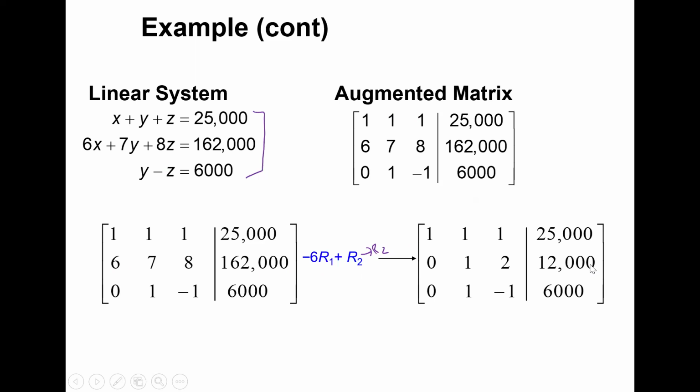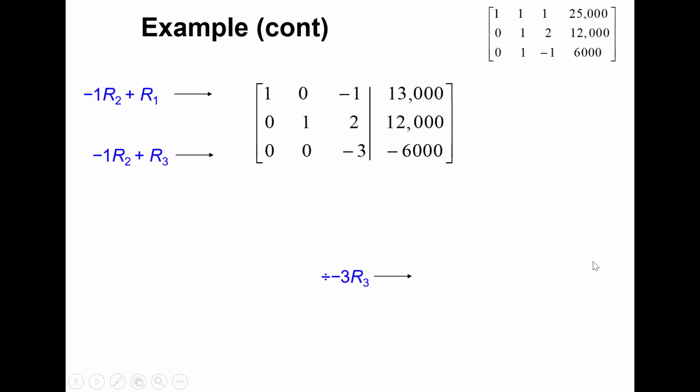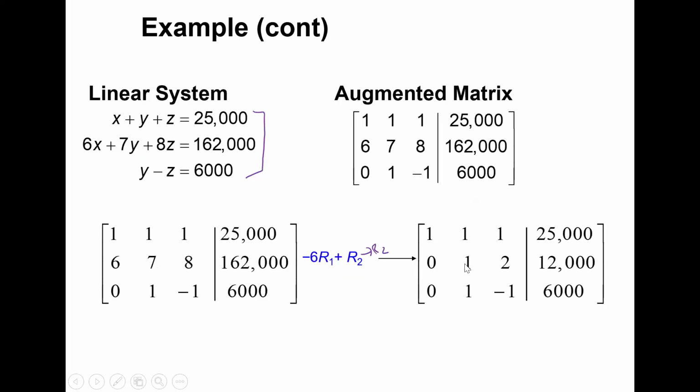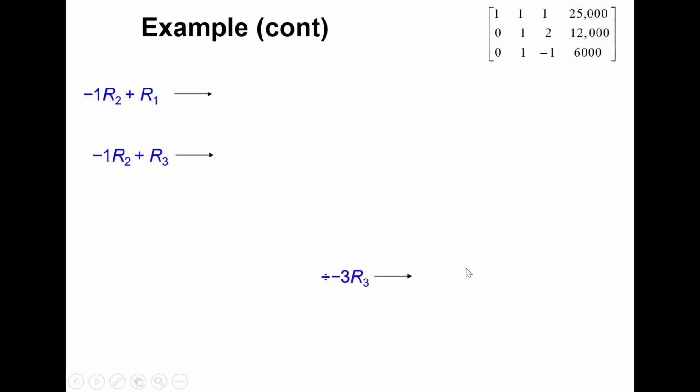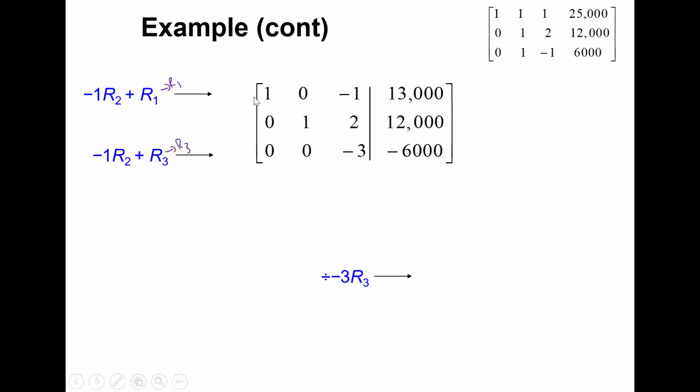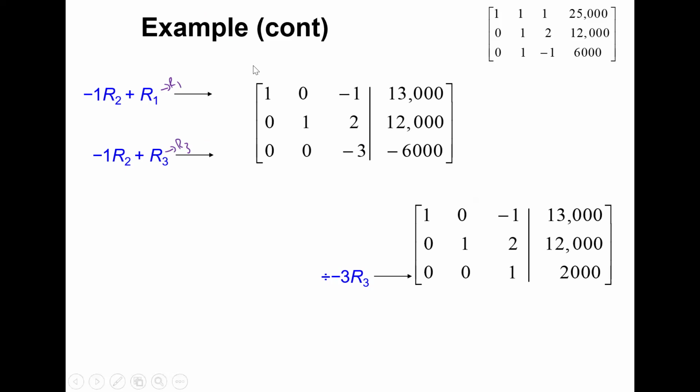Now, what are we going to do? Well, now we're going to say, let's take a minus this row plus this row, and a minus this row plus that row. So we're going to take a minus row 2 plus row 1, and that's going to be our new row 1, and that's going to be our new row 3. So when we do that, we get our zeros here, which is what we want. That's good. And so now the last thing to do is to make this equal to a 1.